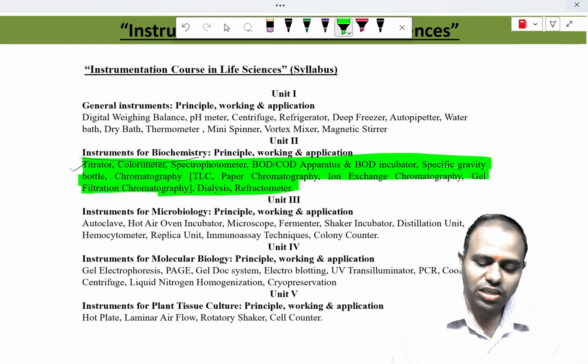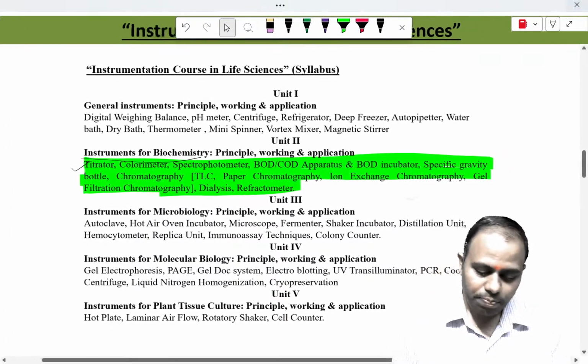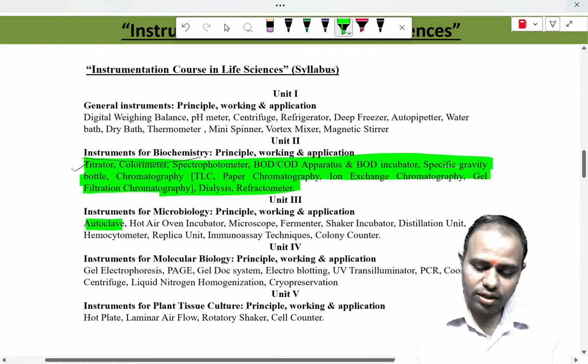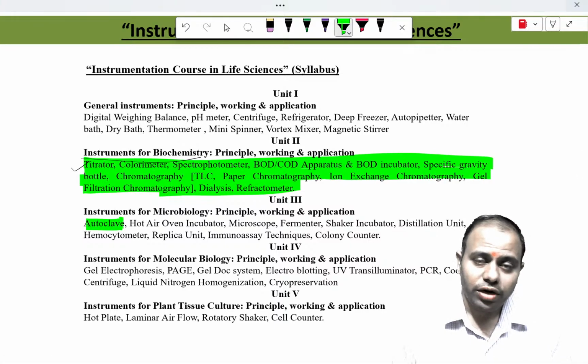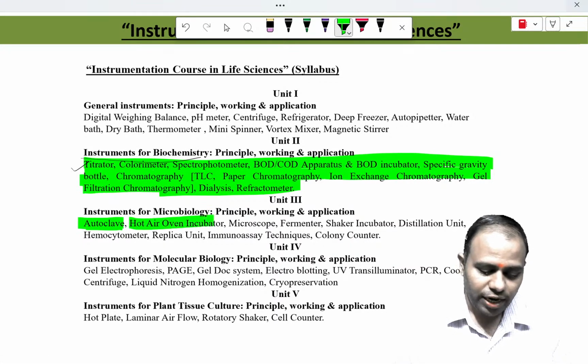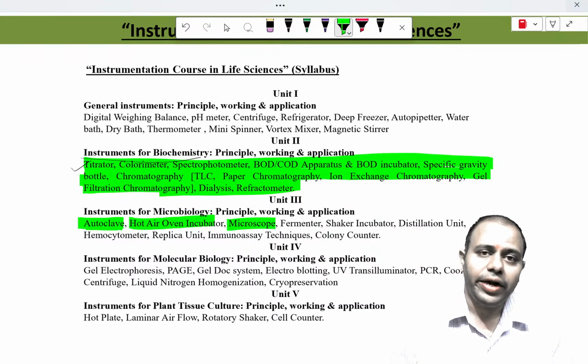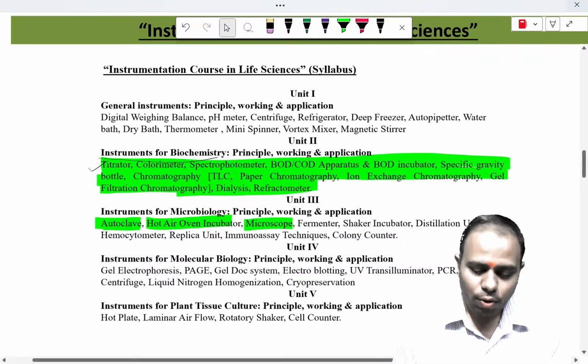Then we are heading towards the instrumentation for microbiology. In this, the instruments that are covered are the autoclave, and the digital version of the autoclave is also there, that will also be taught to you. Then hot air oven, incubator, and microscopes of different types, be it digital, confocal, light microscope, simple compound microscope, photographic microscope. Then fermenter, shaker, incubator.